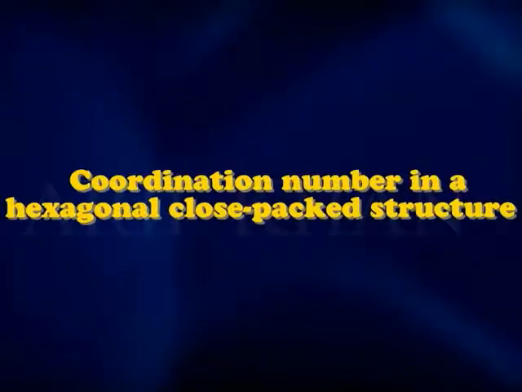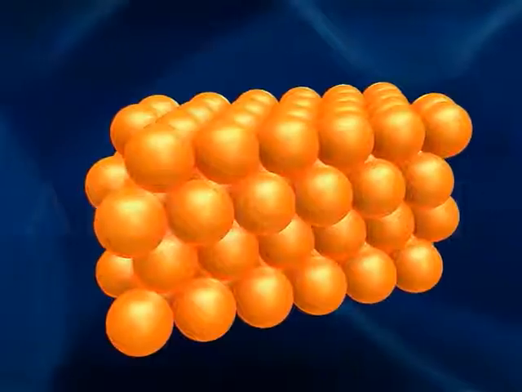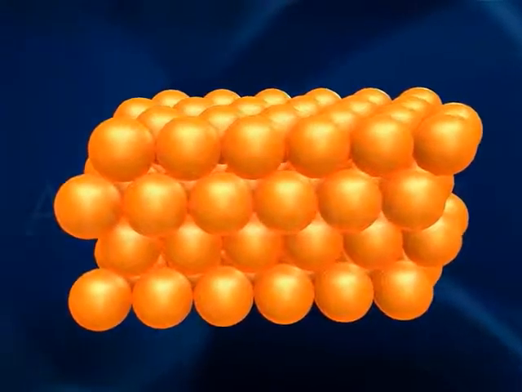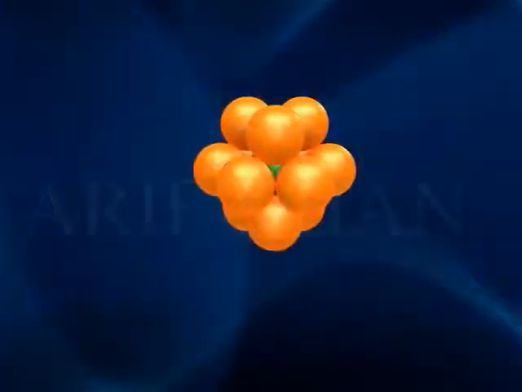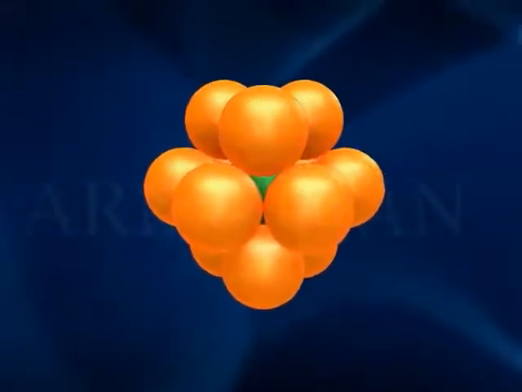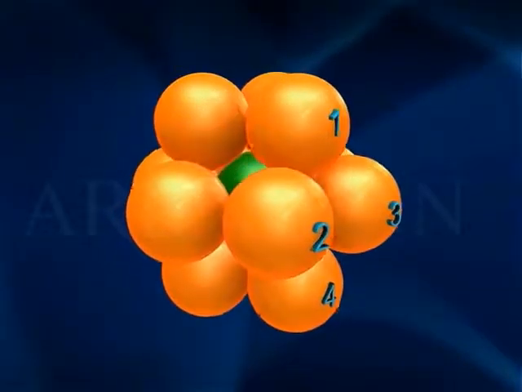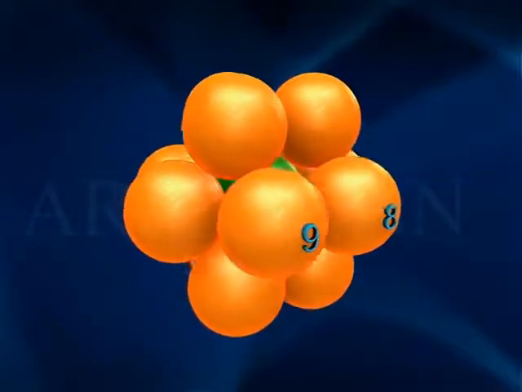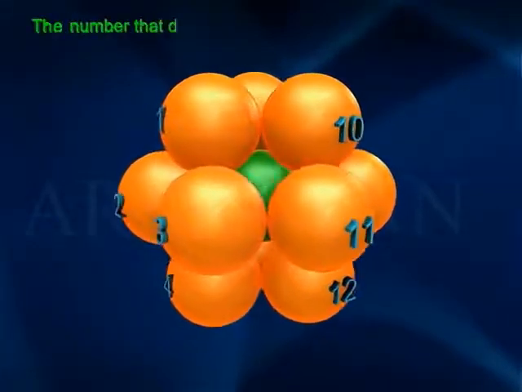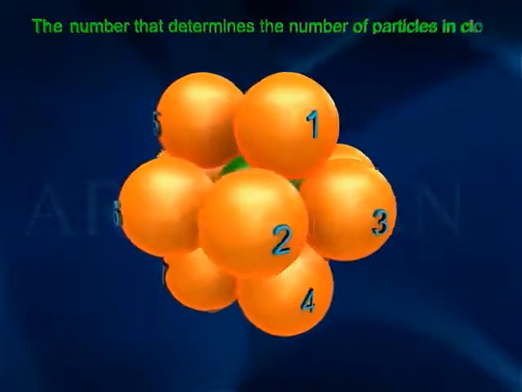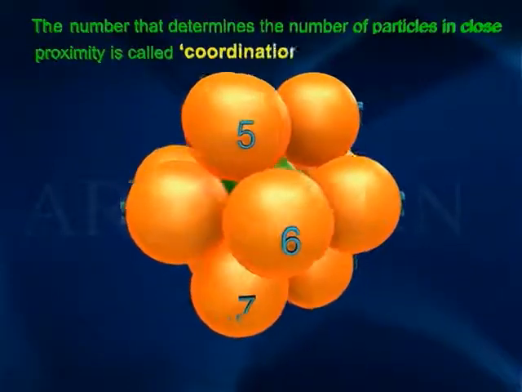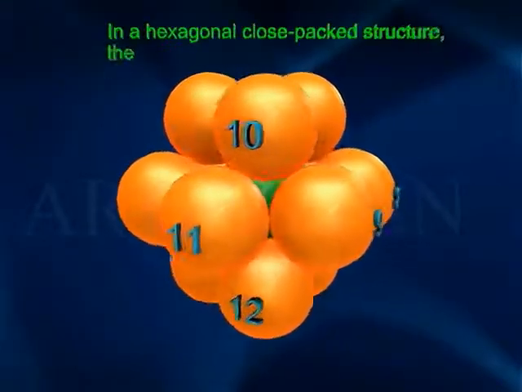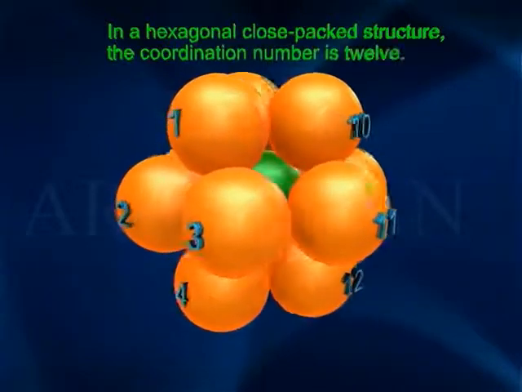Coordination number in a hexagonal close packed structure. In a hexagonal close packed structure, each particle remains in contact with 12 particles. This number that determines the number of particles in close proximity is called coordination number. So, in a hexagonal close packed structure, the coordination number is 12.